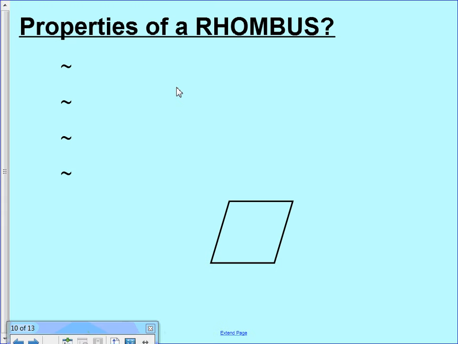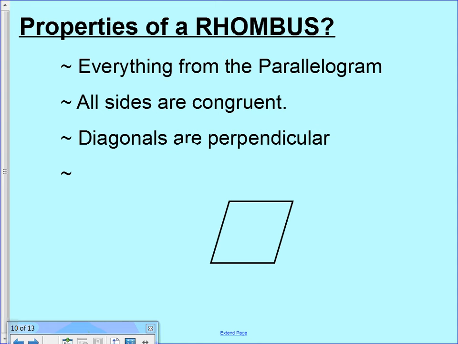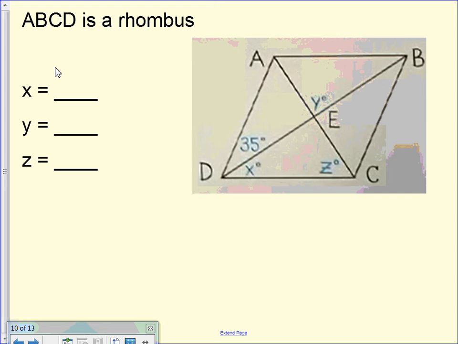Properties of a rhombus are as follows. First thing, I know opposite sides are parallel. That is what a parallelogram is. So everything from a parallelogram also applies to a rhombus. What makes it more special, though, is that all sides are congruent. Also, diagonals are perpendicular. And lastly, the diagonals bisect the angles. Okay, so we got a couple more properties on top of the parallelogram. So let's see what we've got.